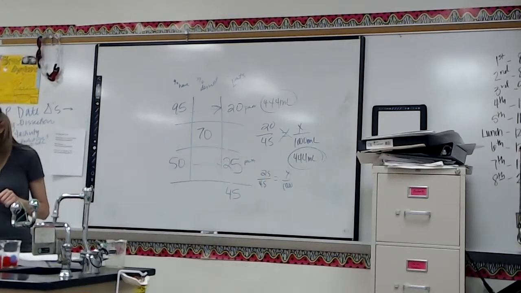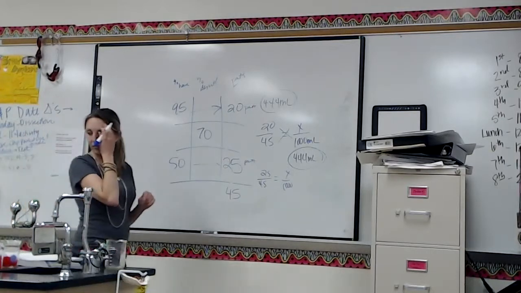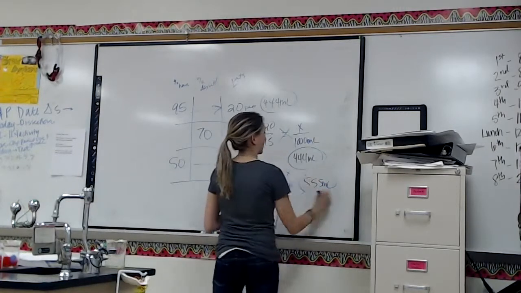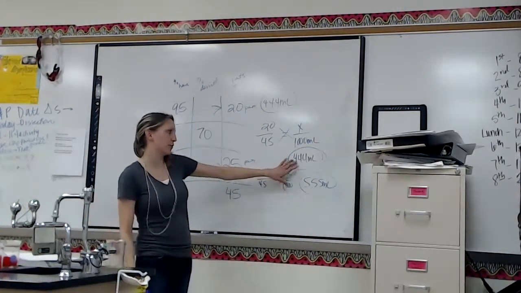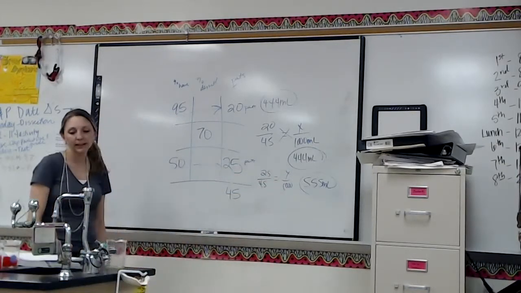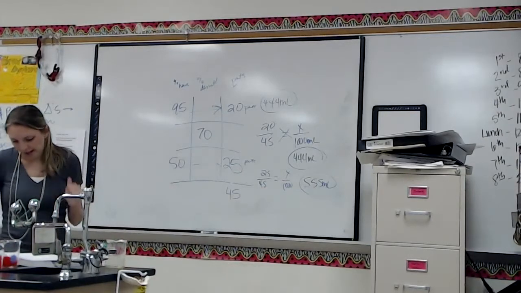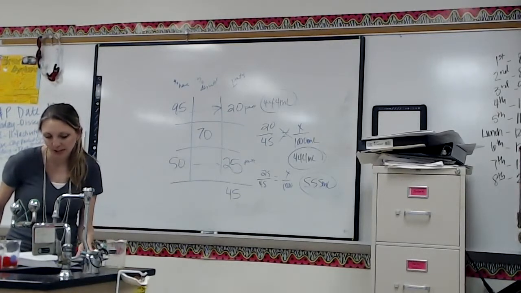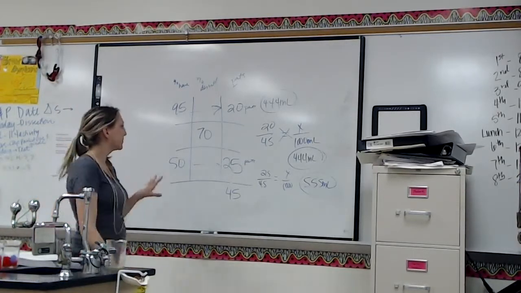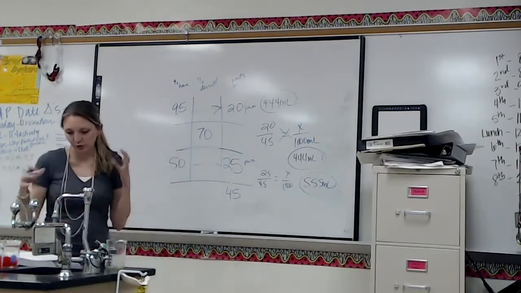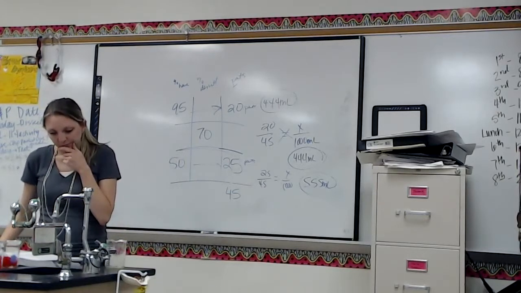We get 555.6. Now a good way to check this is to make sure 444 and 555 is close to 999. So yes, we're good to go with that. And that's pretty much it. That's a really simple way to figure out if you're diluting stock medications.